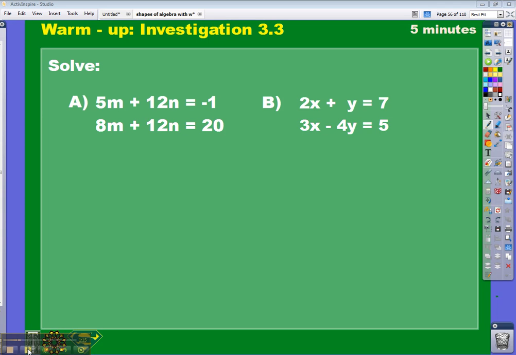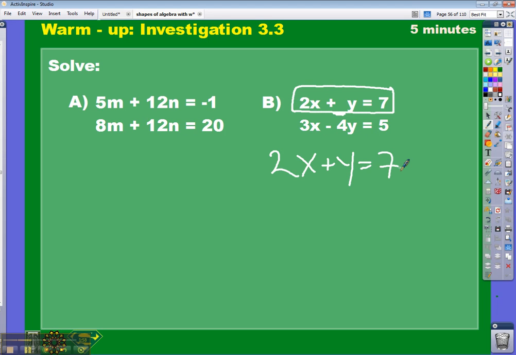So in question B, do we have any variables with no coefficients? Yes. Which variable has no coefficient? Is it an x or a y? Okay, there's a y value with no coefficient. Is it the top equation or the bottom equation? Oh, it's the top. There's no coefficient in front of the y here. So what that means is we are going to convert this equation into a slope-intercept form equation. So we have 2x plus y is equal to 7.